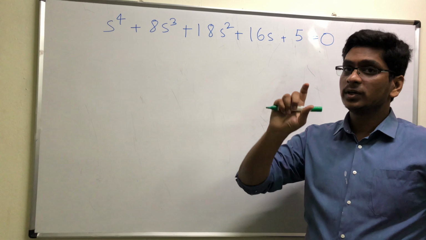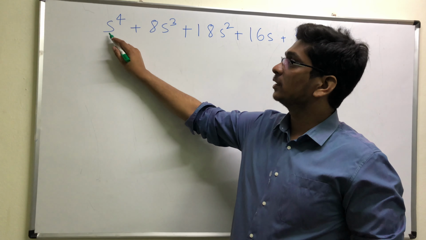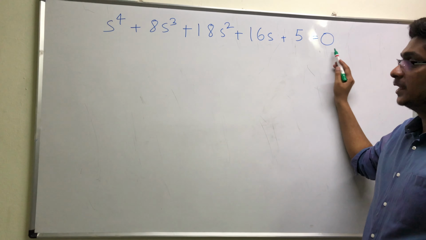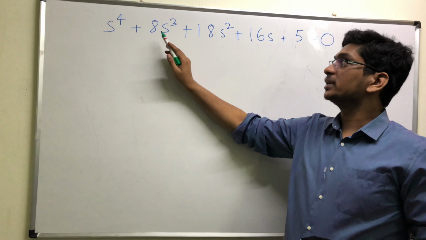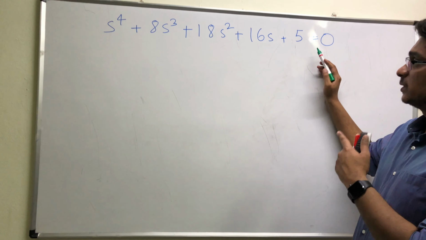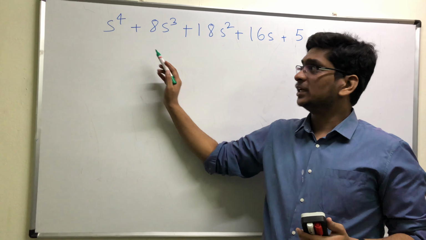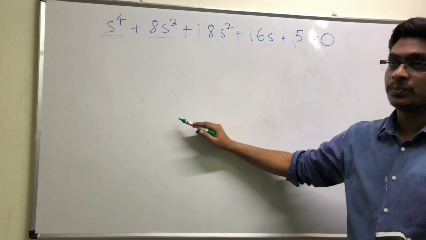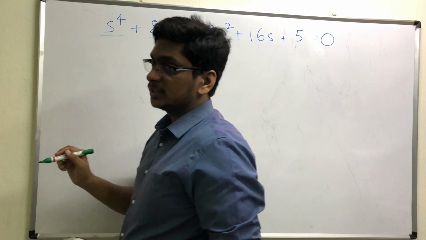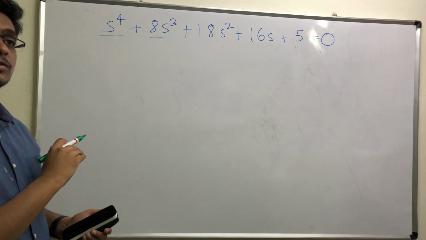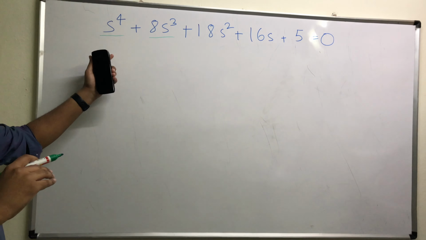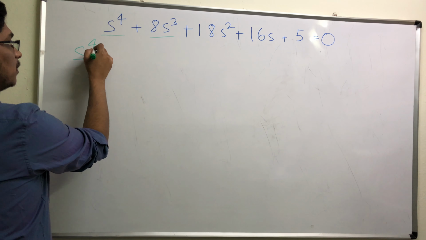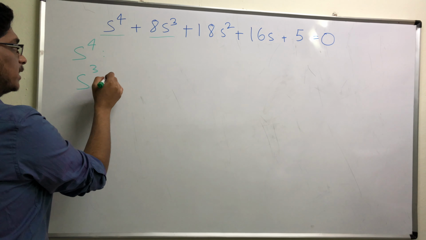You have to build the first two rows by going with the powers of the equation. If you look at this characteristic equation, which is s power 4 plus 8s cubed plus 18s squared plus 16s plus 5, the highest power in this equation is 4 and the second highest is 3. So the first step is to write down the coefficients of all the even powers followed by the coefficients of all the odd powers.